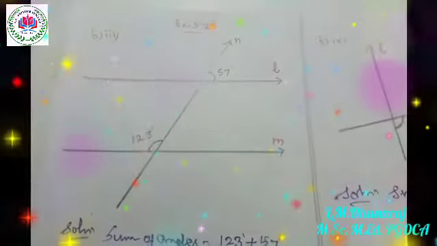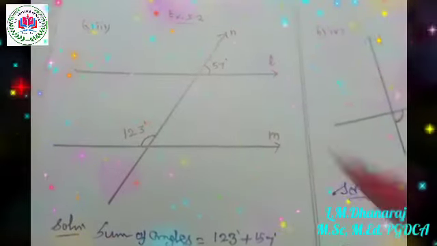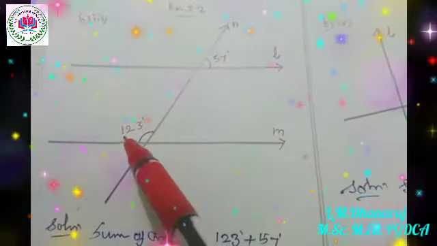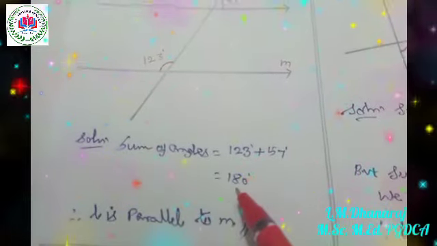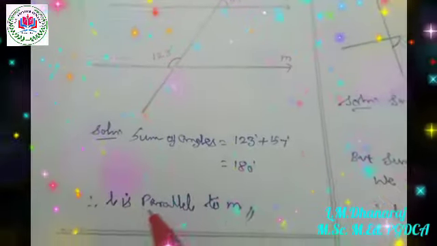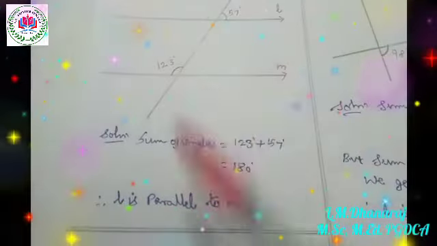Look at the third subdivision. These are the two angles, 57 degree and 123 degree. Now when we add these two, we will be getting 180 degree. Therefore, L is parallel to M.